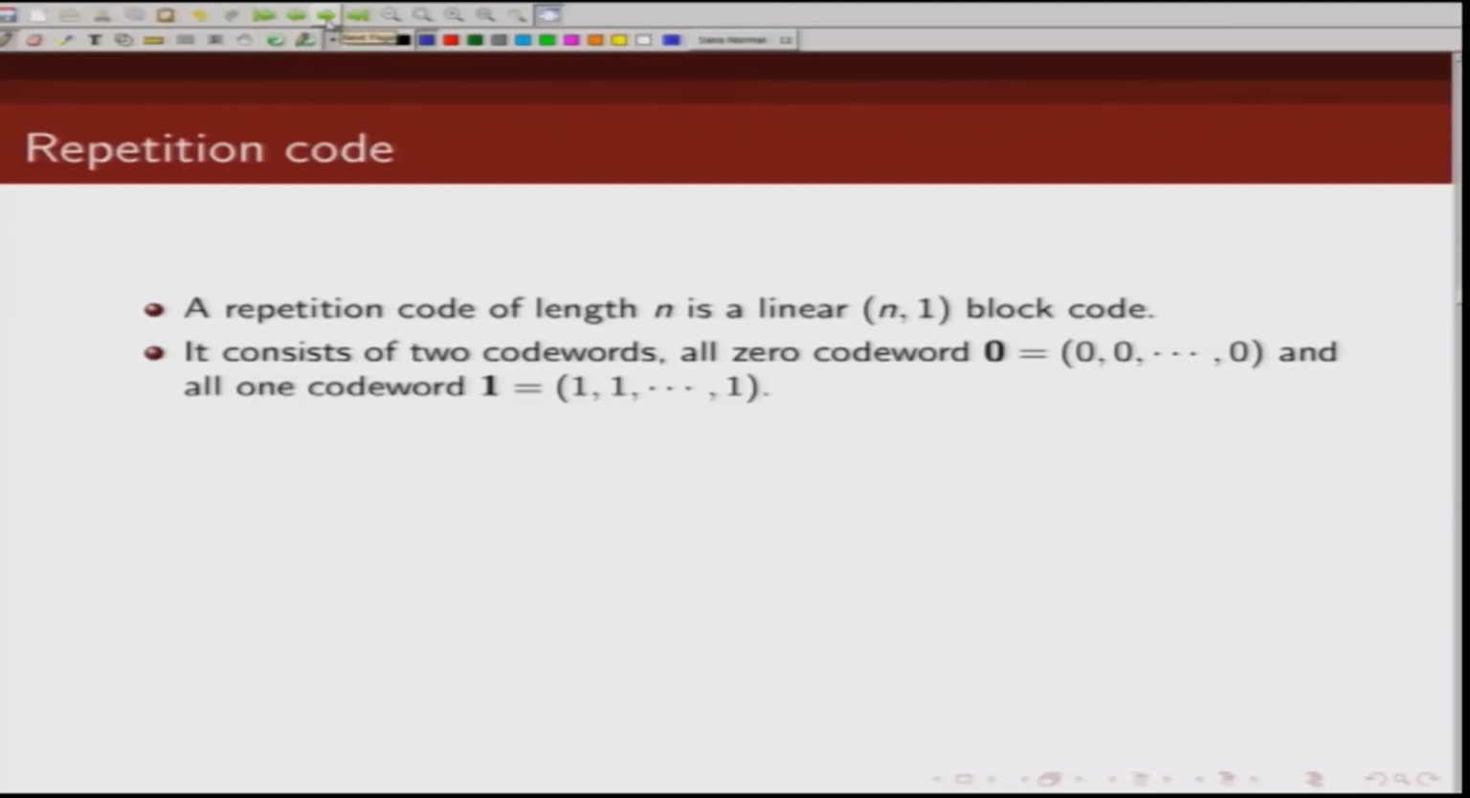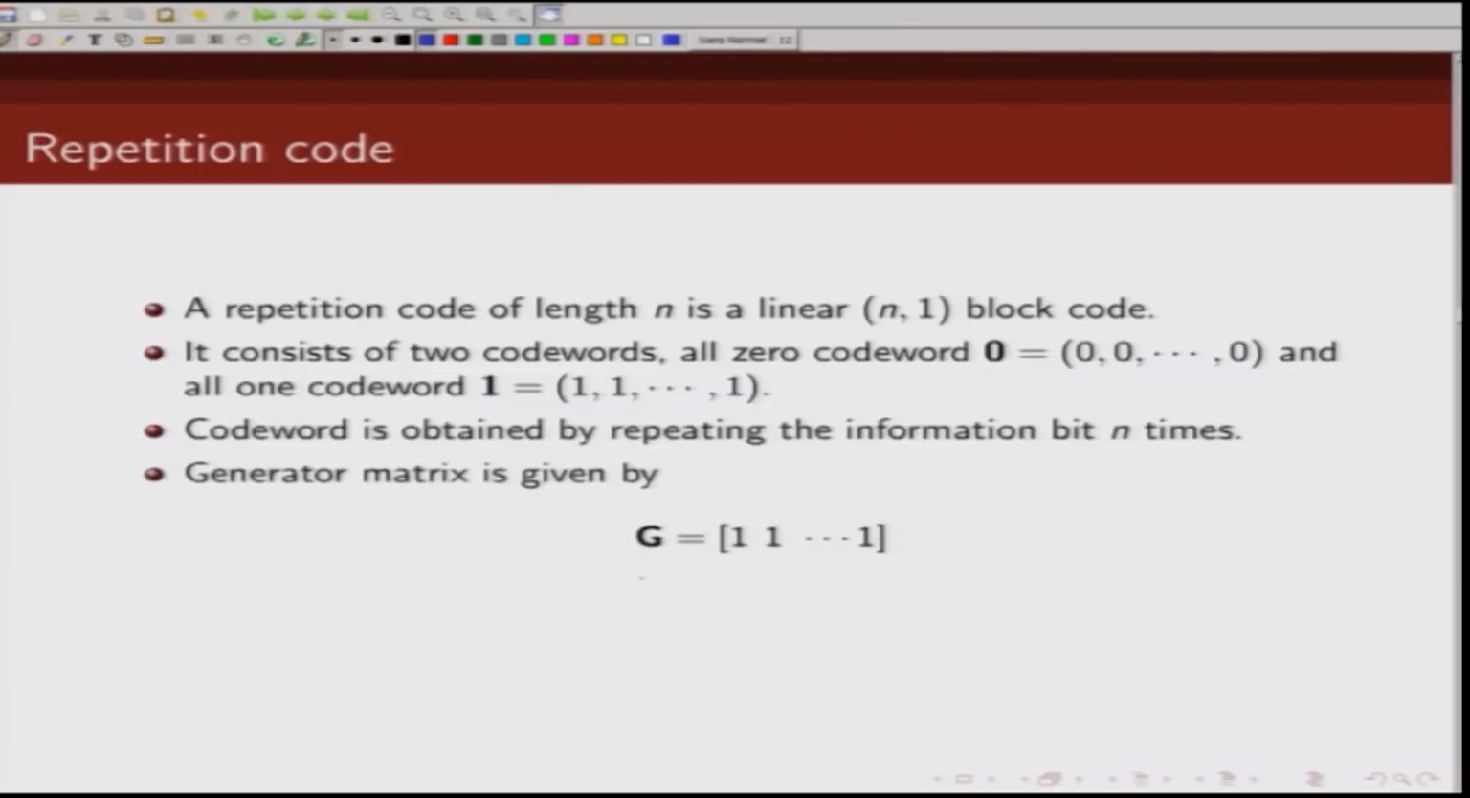So, a binary repetition code will have 2 code words. If the information bit is 0, the output will be all zeros repeated n times, and if the input is 1, the output will be all 1s repeated n times. So, there are only 2 code words in our repetition code.